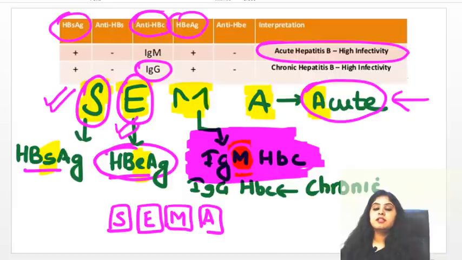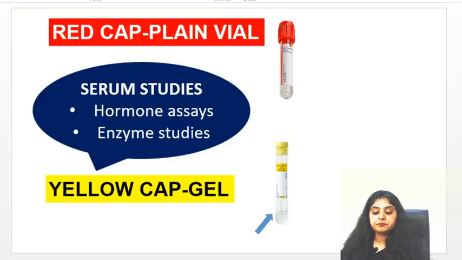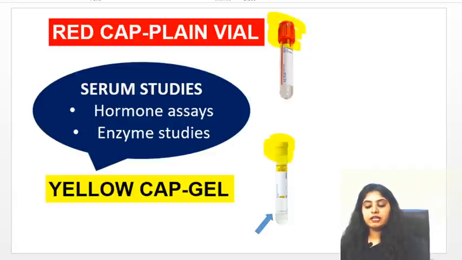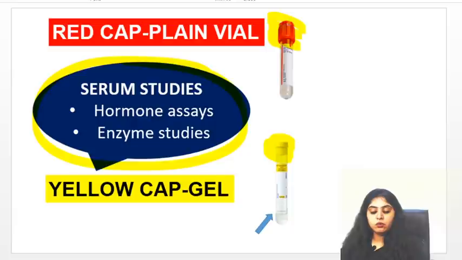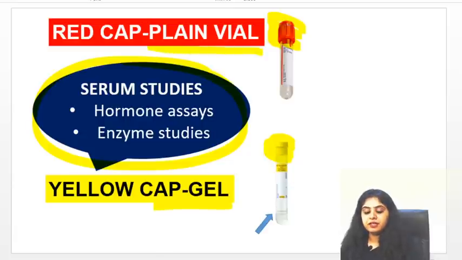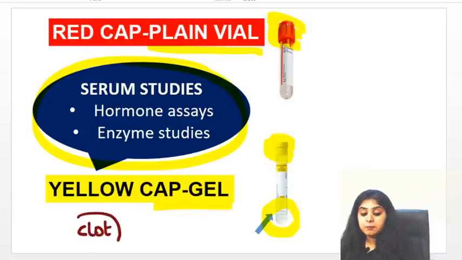Yes, what are we left with? We now have to go in for a revision of all the color coding of the vacutainers. Let's begin. Number 1, the vacutainer which has a red or a yellow cap. They are used for the same thing, only their constituents are different. A red cap vacutainer is a plain vial, and a yellow cap is also the same thing, but it has a gel at the bottom. Both of them are the ones in which you want the blood to clot.